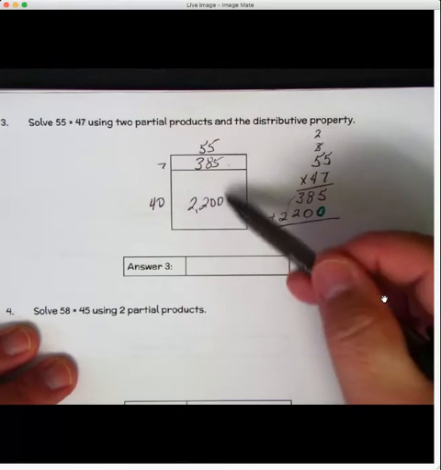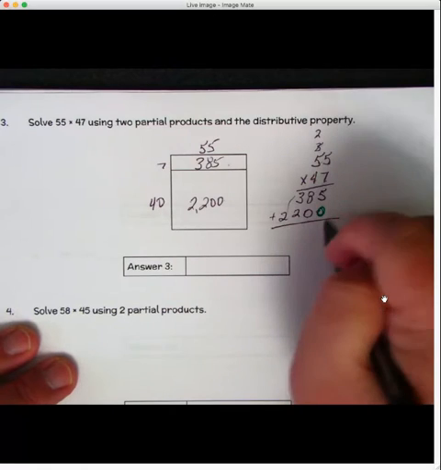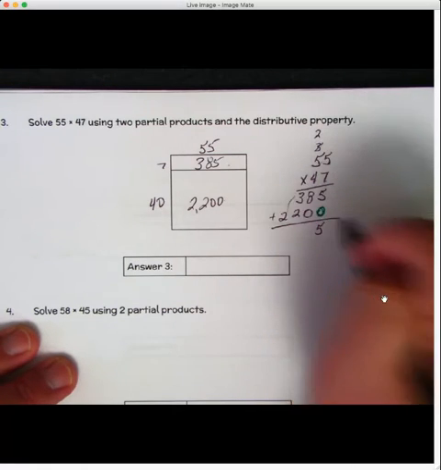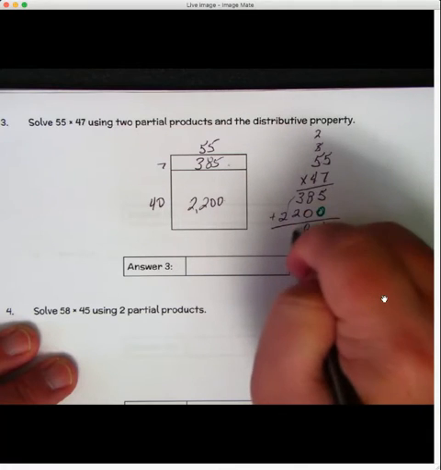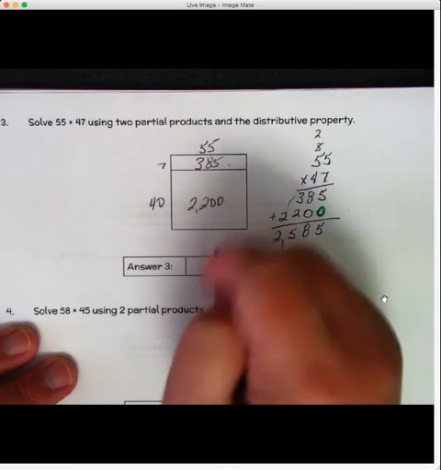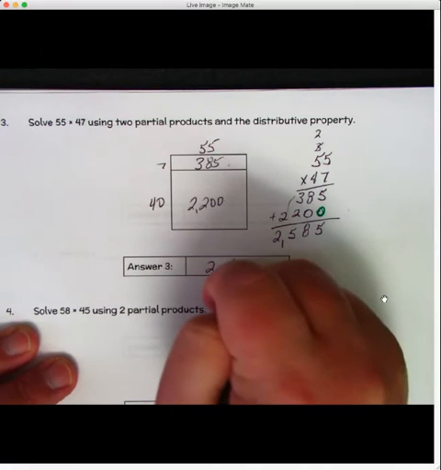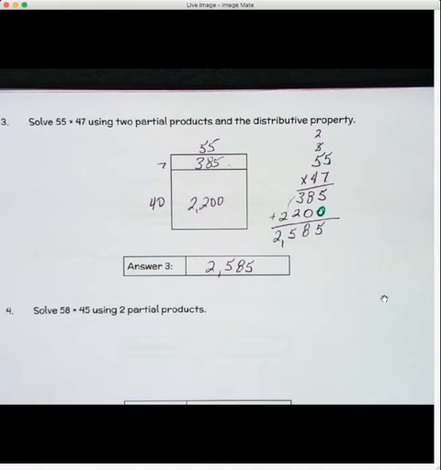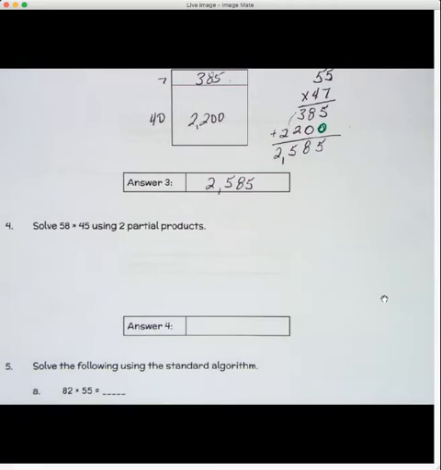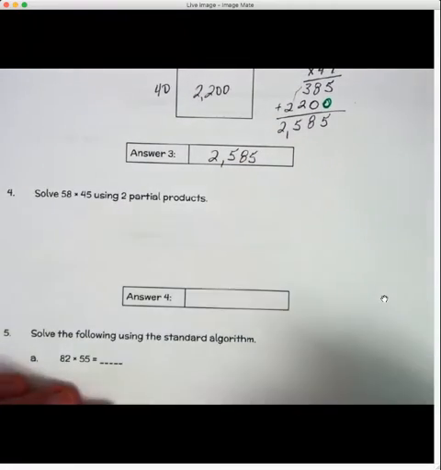We're going to add these two partial products together to get our answer. 5 plus 0 is 5. 8 plus 0 is 8. 3 plus 2 is 5. Nothing plus 2 is 2. So our answer is 2,585. You getting it? Yeah. The next one, we don't have the box, so you can do it however you want to.